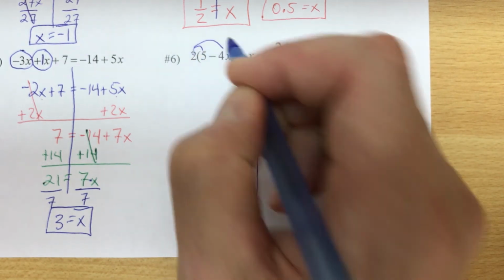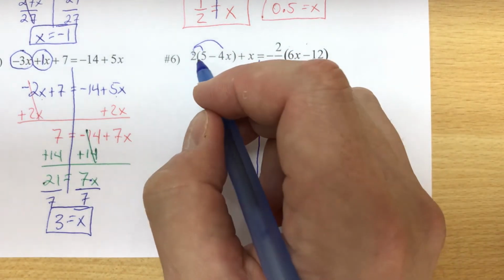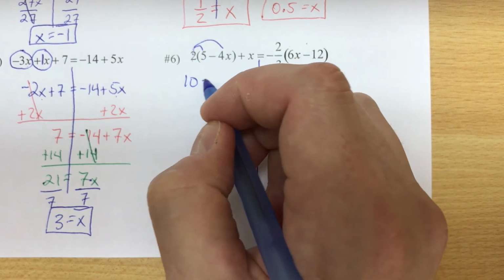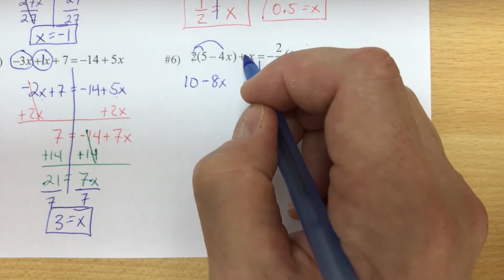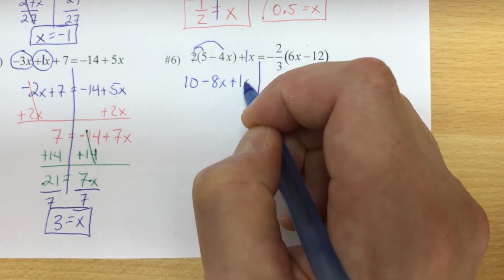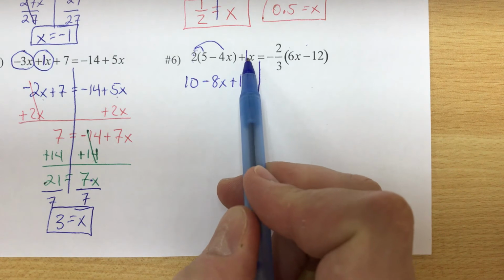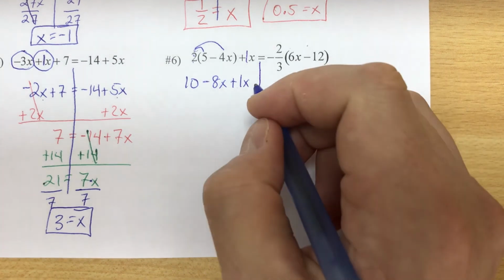So on the left side, we will distribute the 2. 2 times 5 is 10. 2 times negative 4x is minus 8x. Now don't forget, there is a plus 1x that comes after the parentheses. The 2 does not multiply that, but I have to write it.